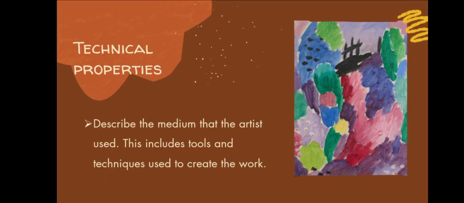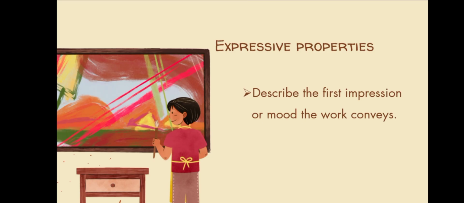The third one, technical properties, describe the medium that the artist used. This includes tools and techniques used to create the work. Technical properties refer to the specific techniques, materials, and processes used by the artist to create artworks. Understanding technical properties allows viewers to appreciate the skills, craftsmanship, and creativity involved in the process.